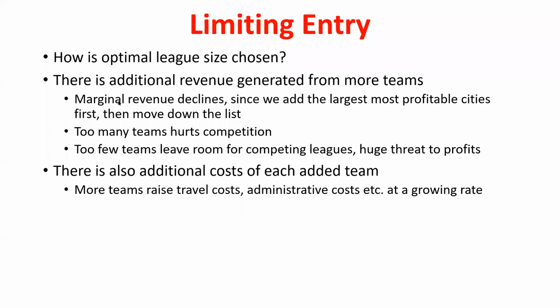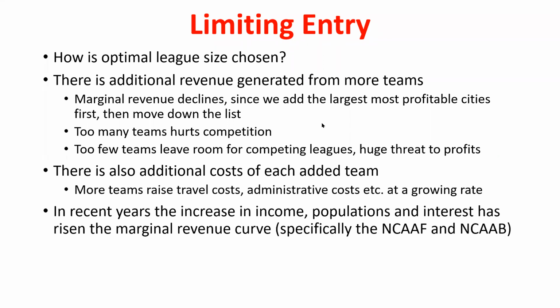So we've got a decreasing marginal revenue. Once we get too many teams, competition starts to get pretty out of whack or not very balanced. With games that aren't balanced, we don't have as much fan interest. And so it's going to be decreasing, right? So I said already, we have these increasing marginal costs.